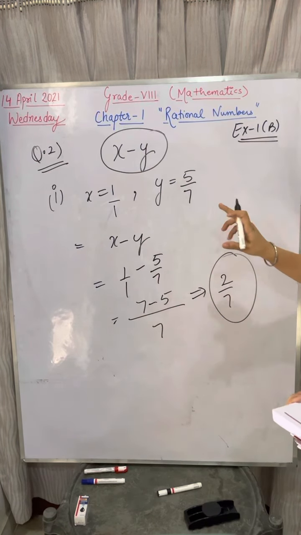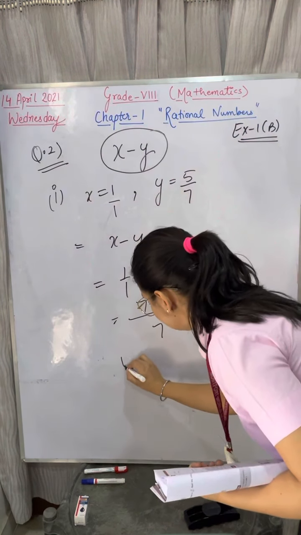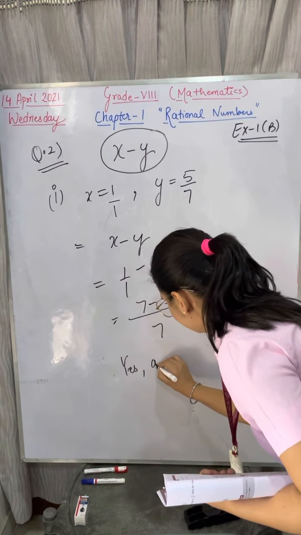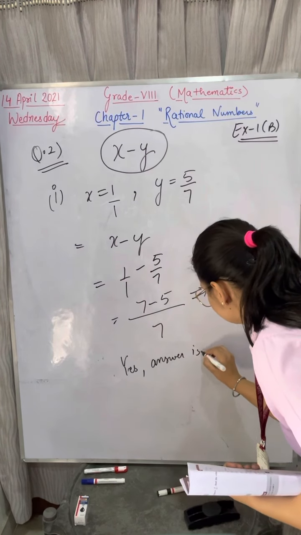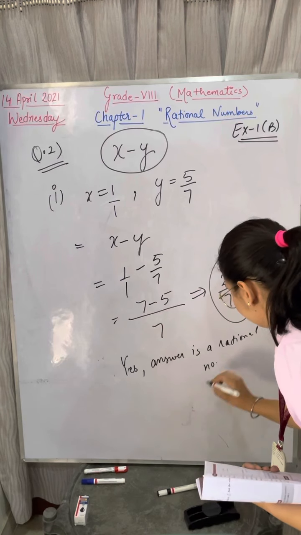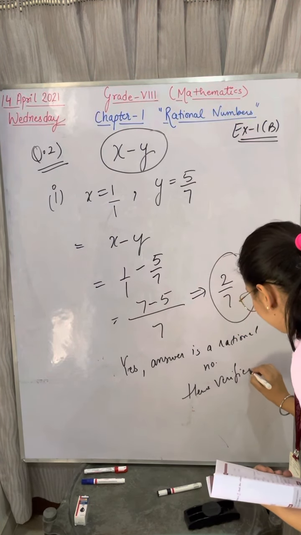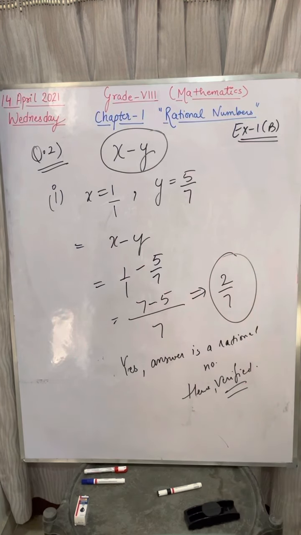So your question is to verify that your answer is a rational number. So you can write that yes, our answer is a rational number. Hence verified. In this way you can write.